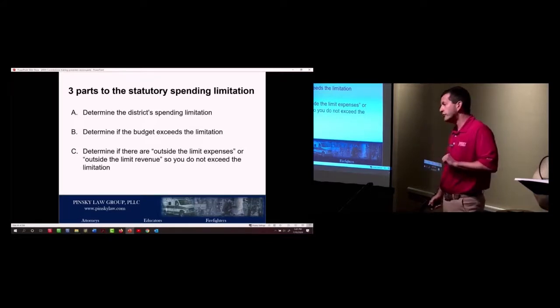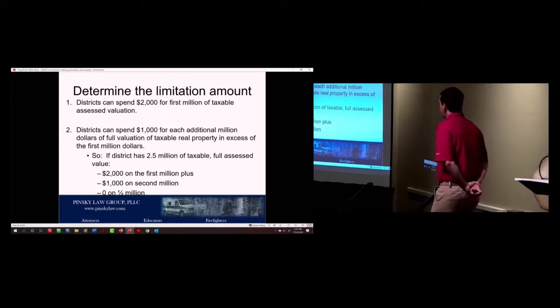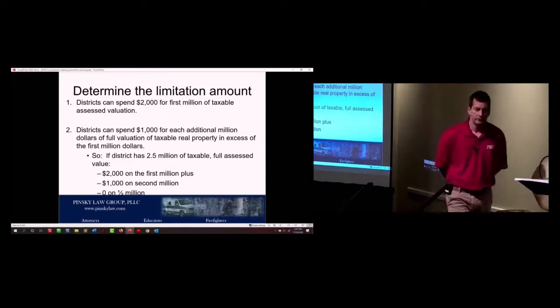So let's review how to do this. Here's the rule. The rule is fire districts are allowed to spend only $2,000 for the first $1 million of taxable assessed valuation. Well, there's three big words. You can then spend $1,000 for each additional $1 million of full valuation of taxable real property. Oh my God, what are these words? Well, they're big words. Let's break them down.